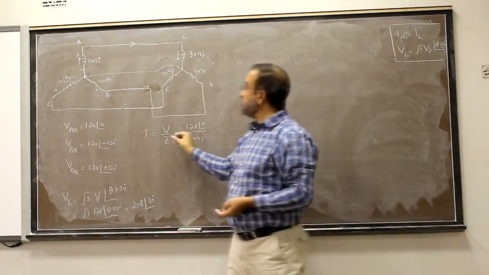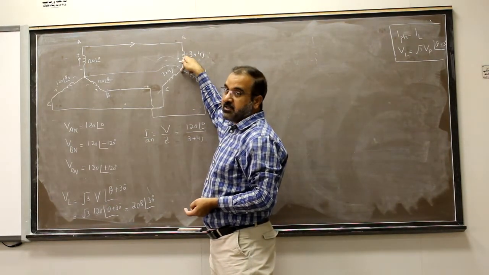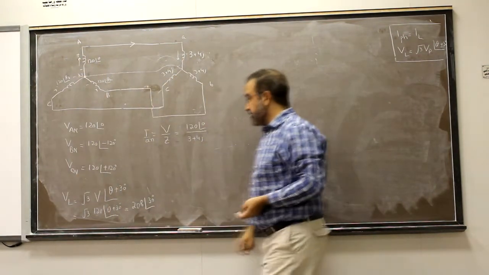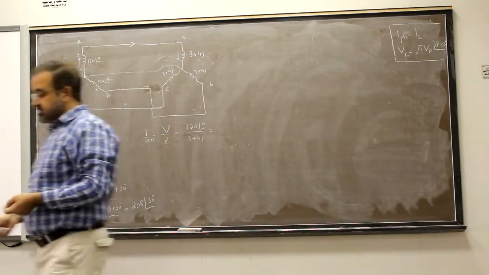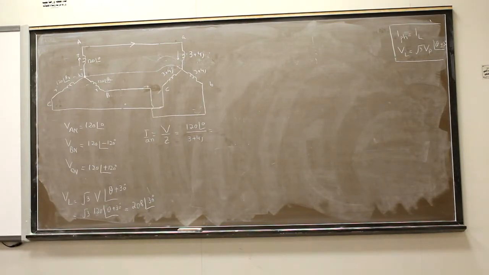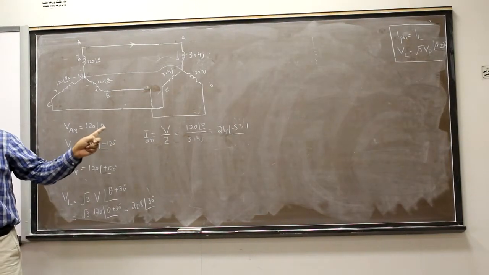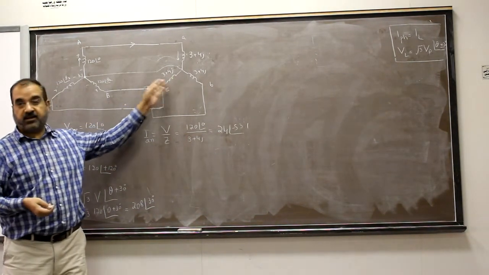So I will say it is between small a and small n. This is capital A and capital N. Put in these numbers, solve it, and you will get the answer, which is equal to 24 angle minus 53.1 degrees. Now this I_AN is known to you. How will you find I_BN? How will you find I_CN?